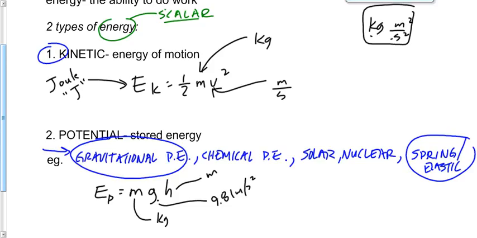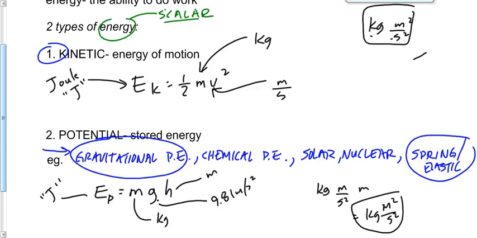EP, potential energy, well, take a look at this: M is kilograms, G is meters per second squared, H is meters. Look at that. What do we get? Kilograms meters squared per second squared, the same as we got for kinetic energy. Well, what's an easier way to write that? Let's call it a joule again. Potential energy, kinetic energy, any kind of energy can be measured in joules. Spring or elastic potential energy that we'll do in more detail in our last unit, still going to be joules.